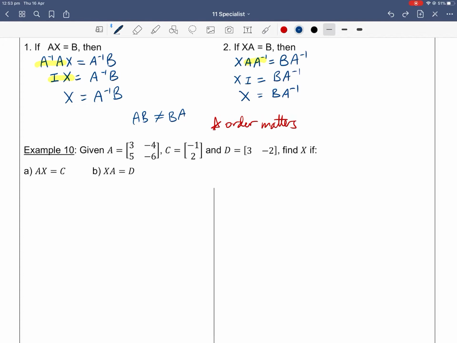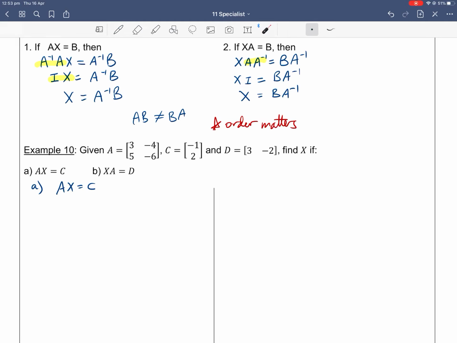Okay, so let's have a look at example 10. We've got three matrices A, C, and D, and we've got two equations for part A and part B, and we need to solve for the unknown matrix X. So for part A, AX equals C. Right, so our unknown is X. We want to solve for X.